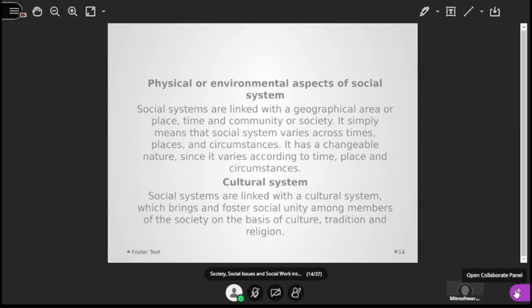A cultural system: the social system is linked with a cultural system which brings and fosters social unity among members of the society on the basis of culture, tradition, and religion.